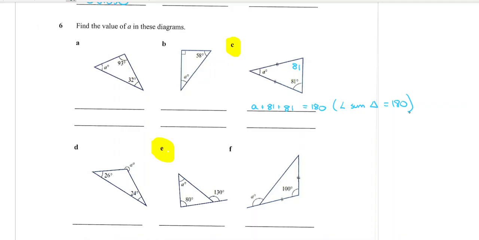Before you do your opposites, add together the two numbers on the left-hand side. So 81 plus 81 is 162. And then I can subtract 162 and get my answer, which is 18 degrees.